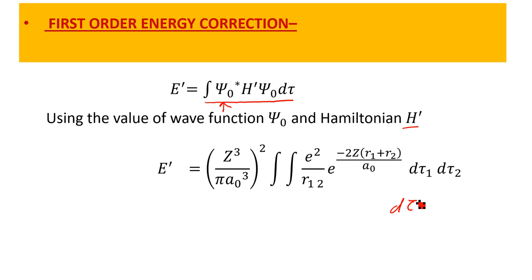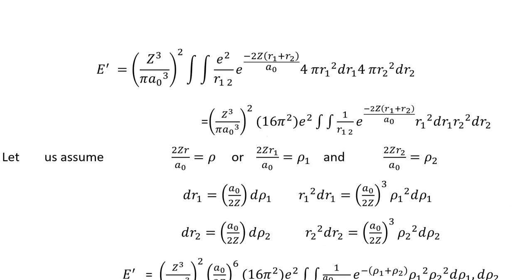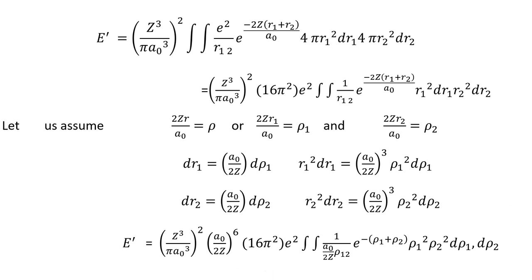In this case, two electrons revolve around the nucleus. So the volume element is d tau 1, d tau 2, which is equal to 4 pi r1 squared dr1 and 4 pi r2 squared dr2 in spherical polar coordinates. Now substituting in the above equation, you will get this.